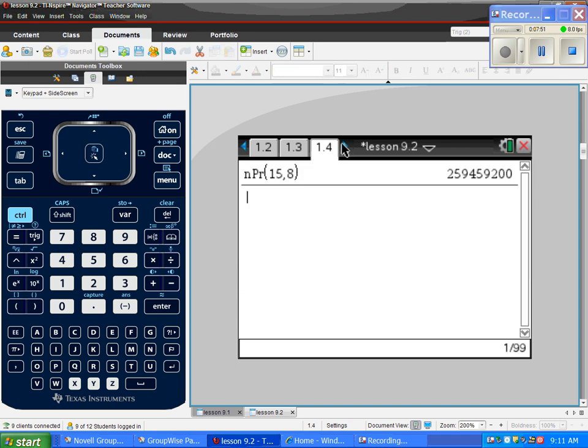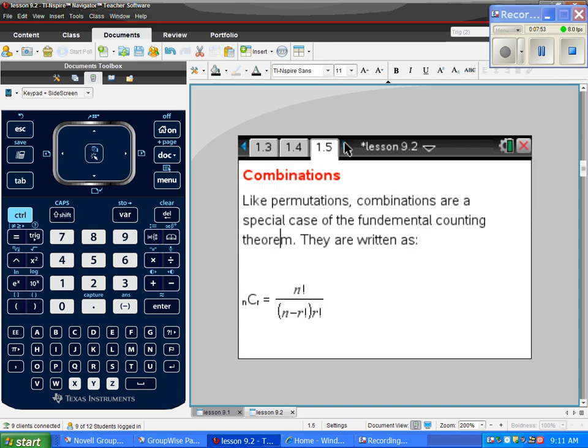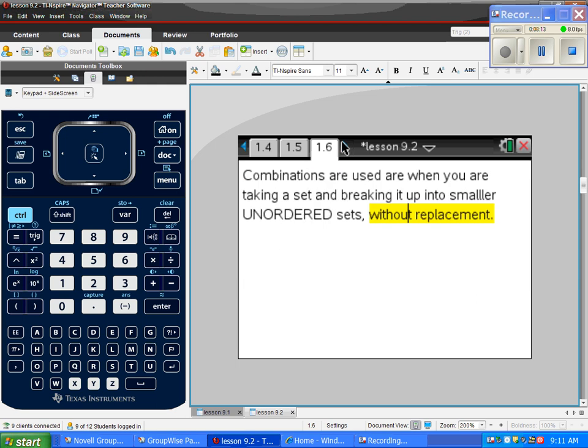So now we looked at permutations. Let's take a look at combinations. This is where it starts to get a little bit more interesting. A combination is another special case of the fundamental counting theorem. They're used when you're taking a set, just like before, and you're splitting it up into a smaller group. But here, the smaller group is unordered.